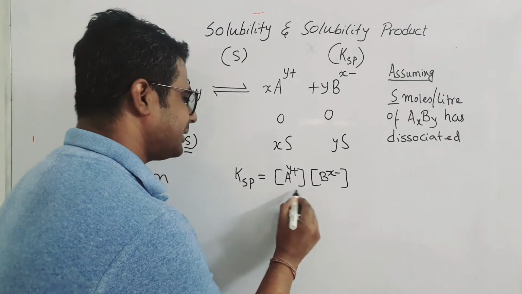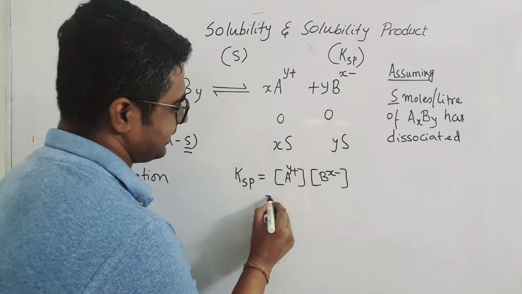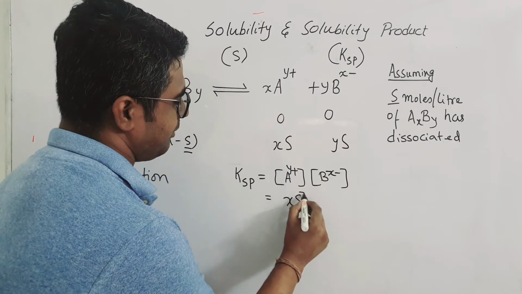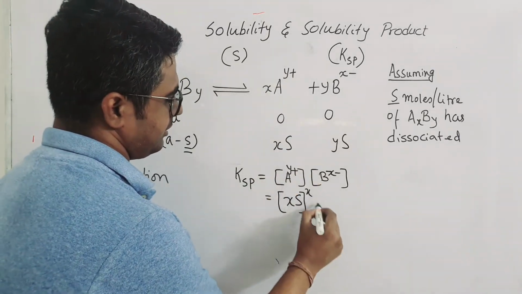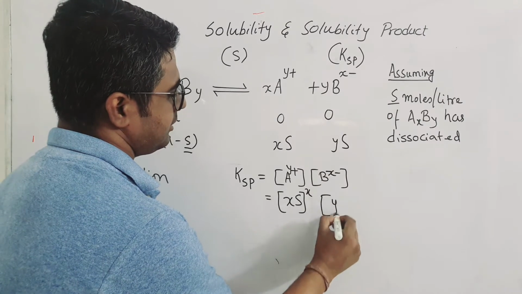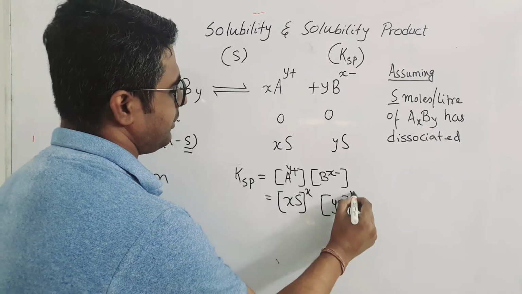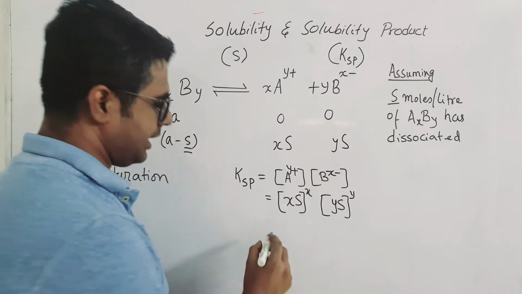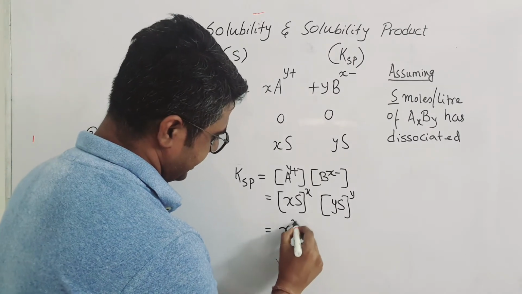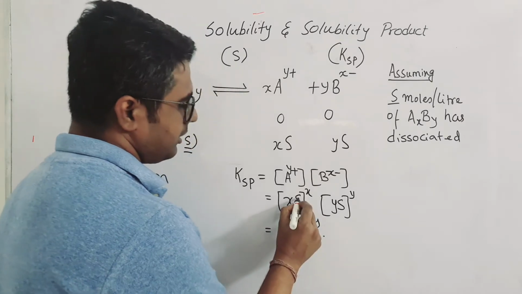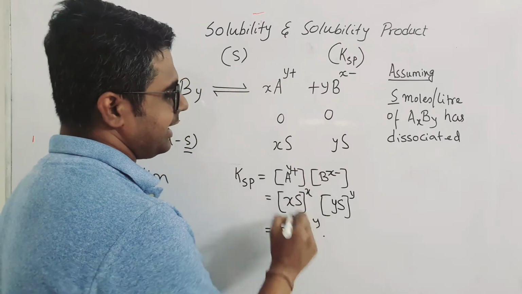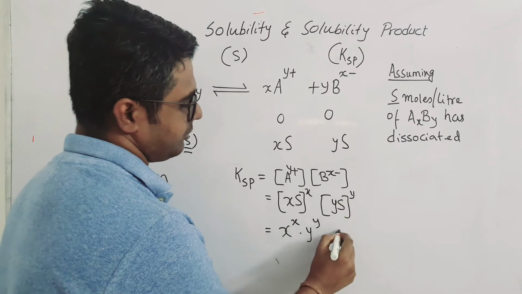So now we will do this. So this part is how much? xS. So as per the law of mass action we also have to put a power of x. Here it is yS. We have to put a power of y. After that we can write x to the power x into y to the power y, and on top of S there is x and on top of this S there is y. So what will happen?